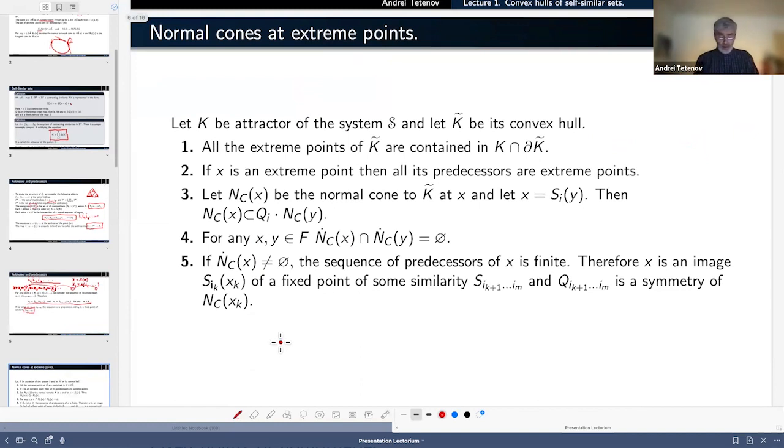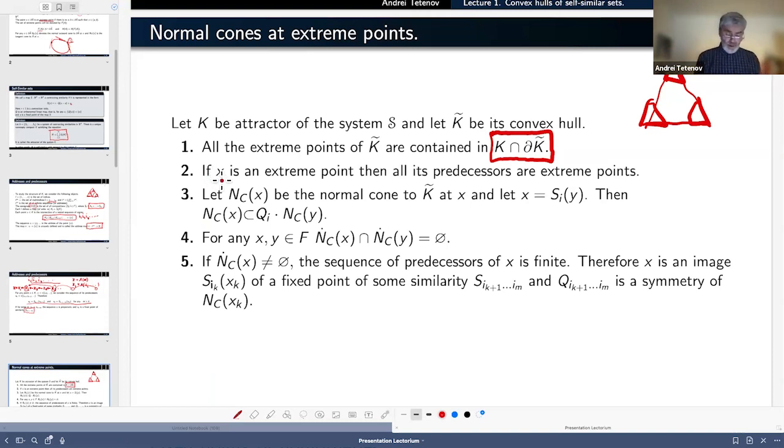Now, let us apply all these things to the convex hulls of self-similar sets. So consider a self-similar set K and let K tilde, or h of K, be its convex hull. First, what we need to notice is that if you have such a self-similar set, then all extreme points are contained in the attractor, or more exactly in the intersection of the attractor with the boundary of the convex hull.